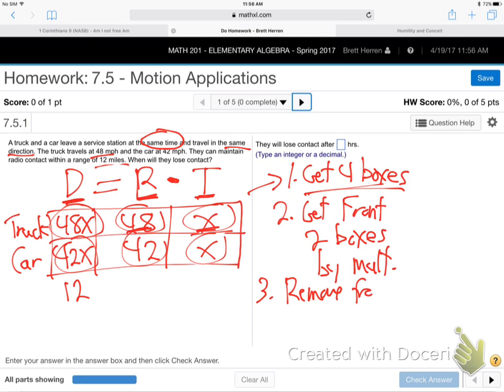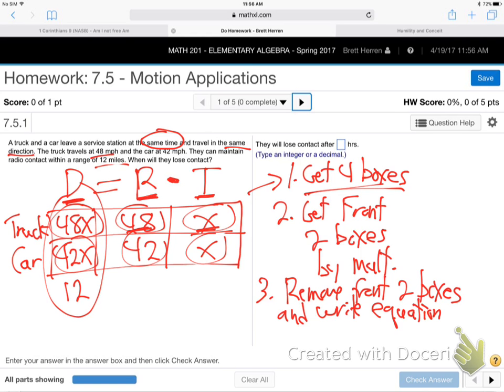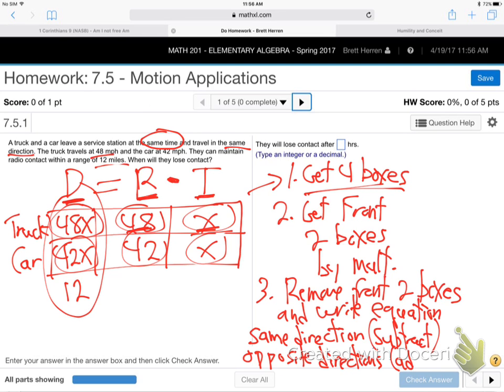remove the front 2 boxes on the screen and write an equation. So those front 2 boxes now, here's my equation is going to involve the 48x, the 42x, and the 12. Now, here's something to help. If it's same direction, if they give you a problem involving same direction, subtract. If they give you opposite directions, add.